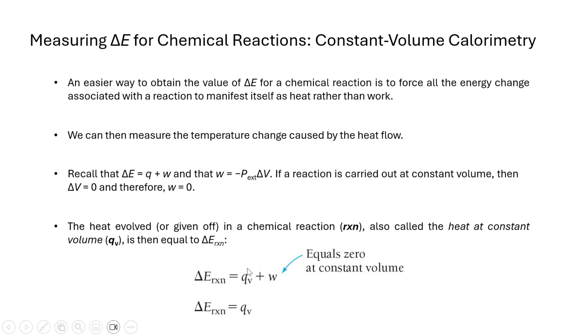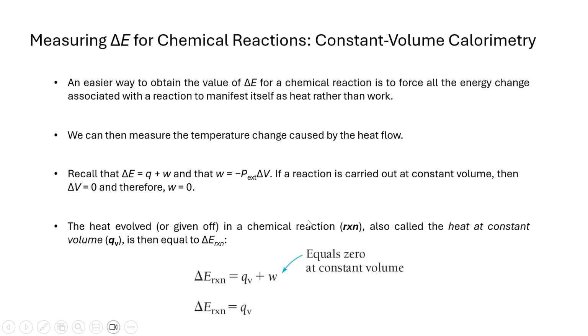Okay, so the heat at constant volume plus work. And if the volume's constant, W is going to equal 0. So if W equals 0, it's really just going to be ΔE of the reaction is equal to the heat evolved or given off in a chemical reaction at constant volume. Okay, so ΔE of the reaction is equal to Q at constant volume.